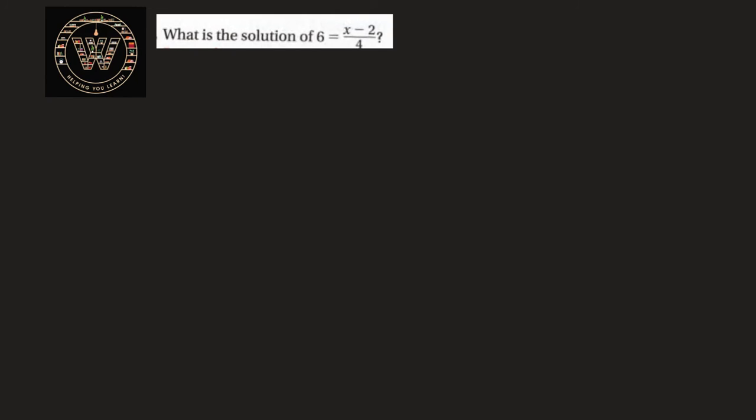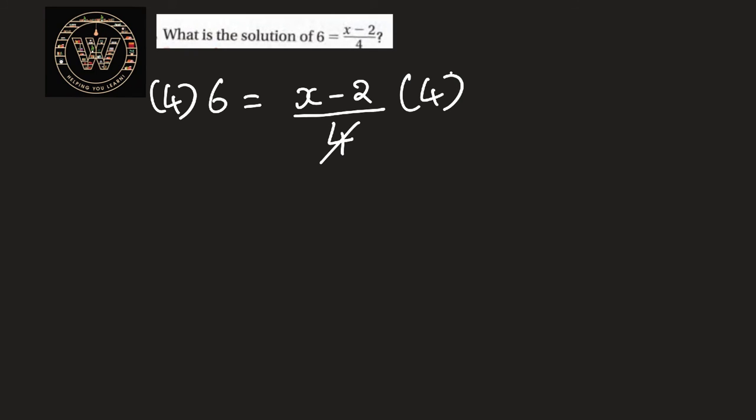Can you try this? What is the solution of 6 is equal to (x minus 2), the whole thing divided by 4? You can pause the video and give it a try. So 6 is equal to (x minus 2), the whole thing divided by 4. What is the first thing you will get rid of? The division by 4. How? By multiplying by 4 on both sides. So 4 cancels over here. 6 times 4 is 24. So 24 is equal to x minus 2.